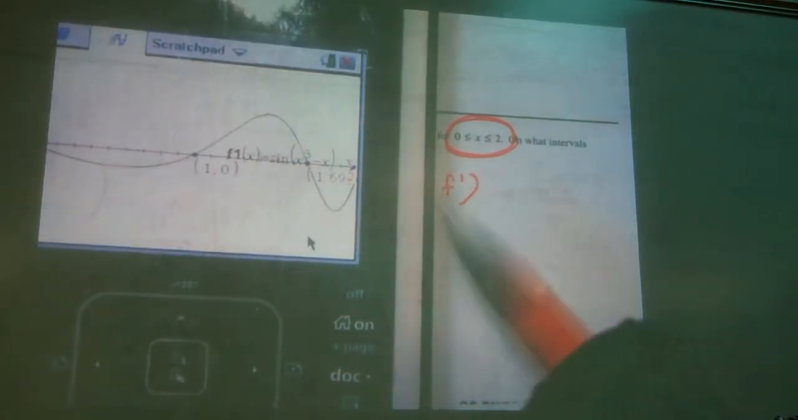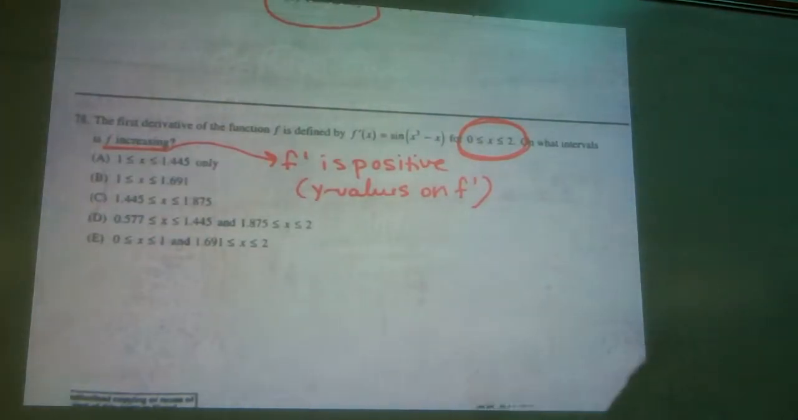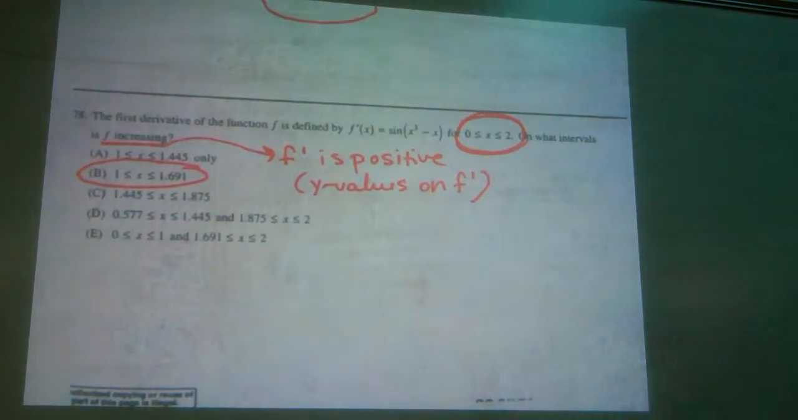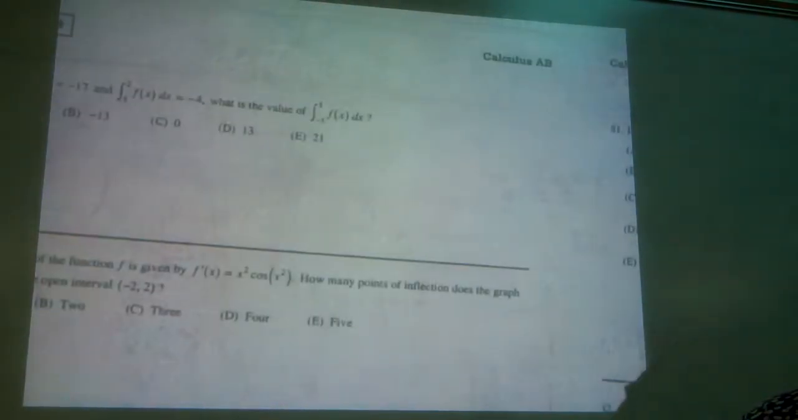So we've got 1 and 1.69 something. So that would be B. Right? So they actually asked you the same question twice. One of them you used a calculator and one of them you didn't, but you're in the calculator portion. So, okay, let's look at 79.